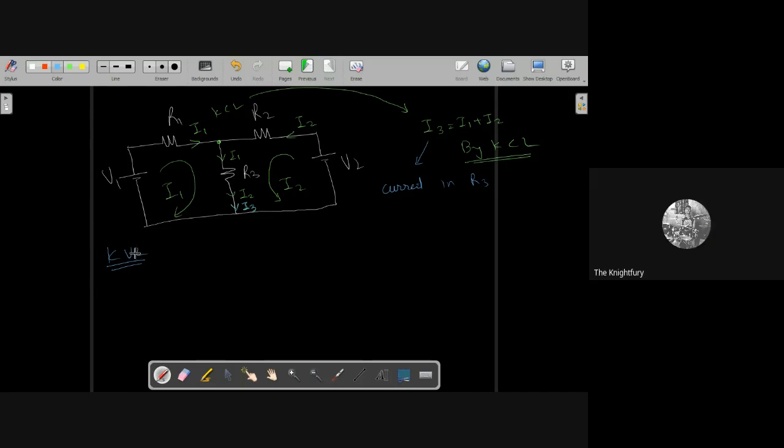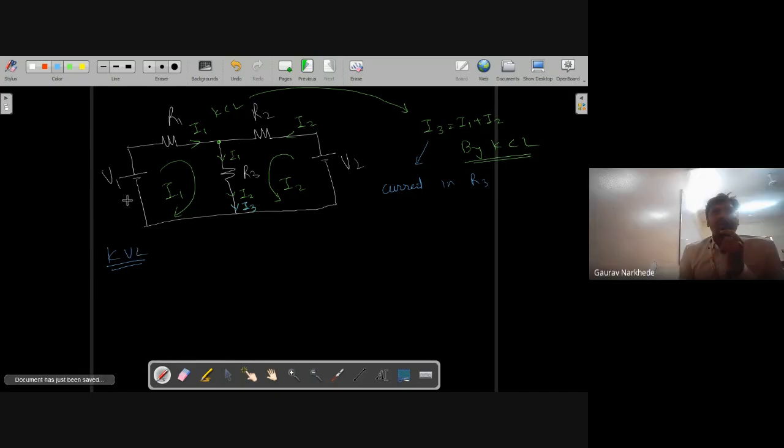This means that the voltage V1 is equal to the sum of the voltage drop across R1, VR1, plus the voltage drop across R3, VR3. Now what I will do is apply KVL in loop number 1. Loop number 1 means I will consider only the first loop.